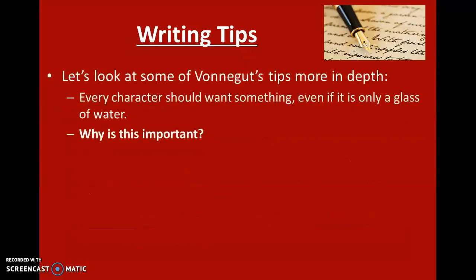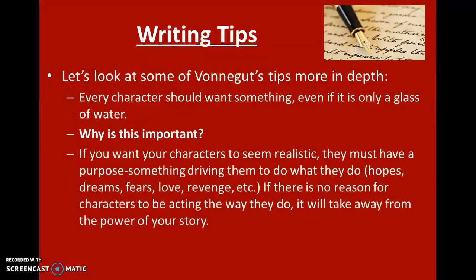So the first tip from Vonnegut I want to look at is when he said, every character should want something, even if it is only a glass of water. Now, why is this important to keep in mind? It's because if you want your characters to seem realistic, if you want them to just jump off the page and seem like real, true, alive characters, they have to have a purpose. They have to have something driving them to do whatever it is that they're doing.